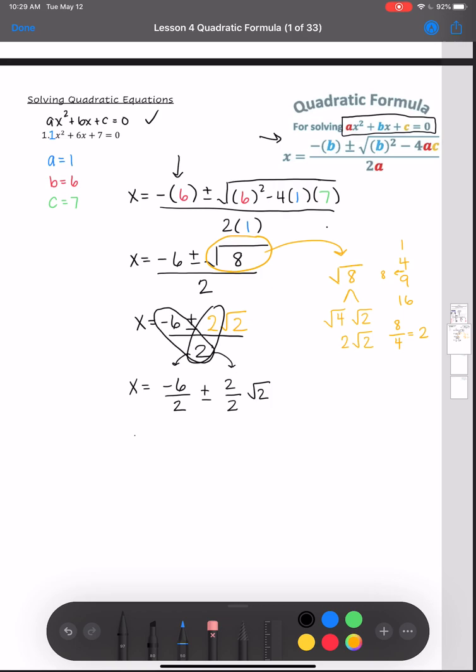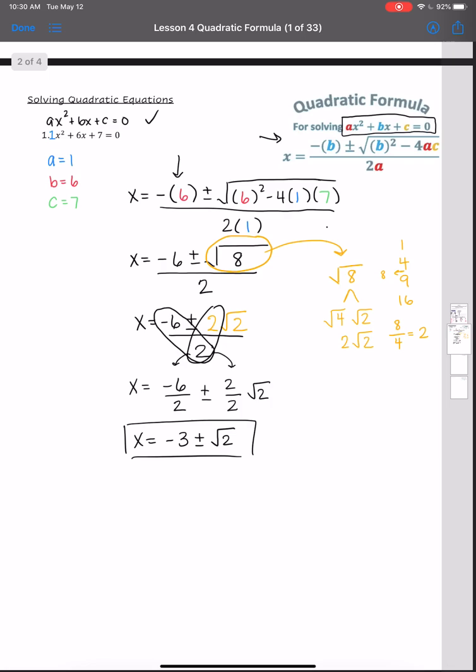Negative 6 divided by 2 is negative 3. 2 divided by 2 is 1. I don't need to write that because it's multiplied by radical 2. So this is our most simplified answer. Okay? So that's number 1.